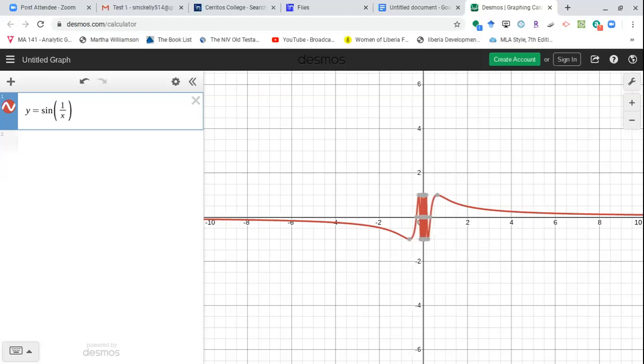But basically, we start with the fact that we know that the sine of x, not the sine of 1 over x, but the sine of x, is between -1 and 1, right? Well, then it makes sense that the sine of 1 over x, because my x is now 1 over x, would have to be between -1 and 1 also, right?